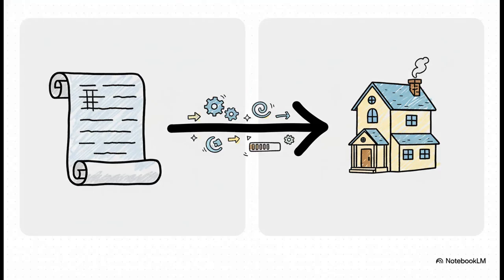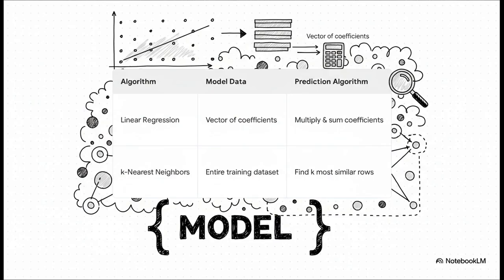So let's just nail this down. Algorithm is the process, model is the output. Algorithm is the blueprint, model is the building. One is the procedure you follow to learn, and the other is the actual knowledge you learned, all packaged up and ready to go.